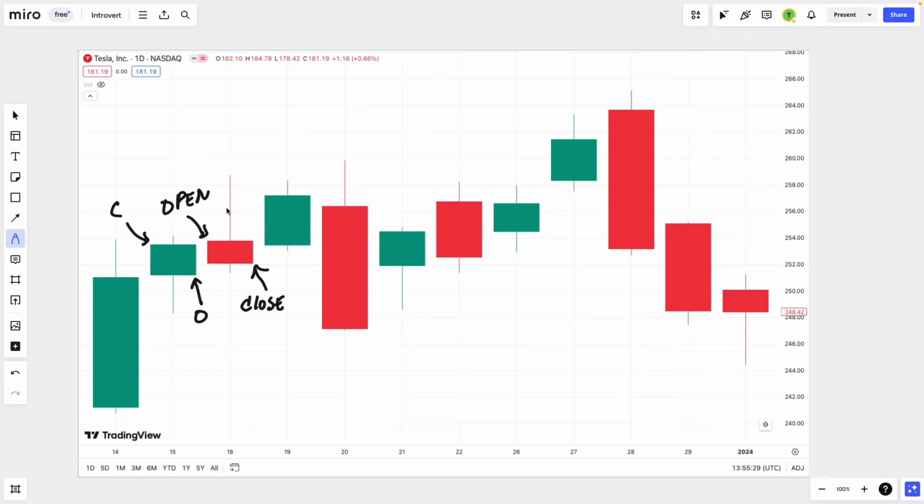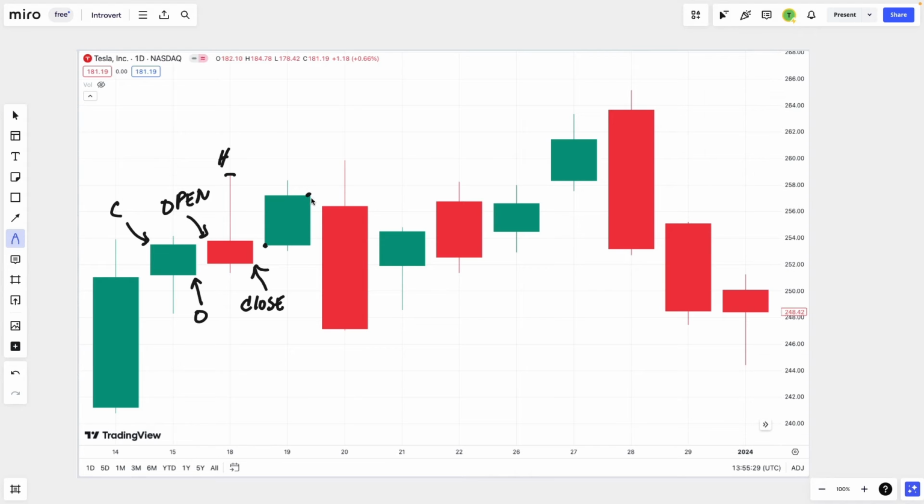But you can see this particular one throughout the day, this was the highest that the stock was. So it opened here and went way up to 259, but actually came down and settled back at 252 and a little bit. And then the next price is green. So we've got some bullish movement here. We opened here and we close here.